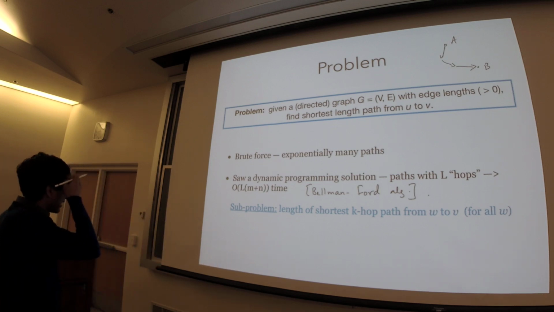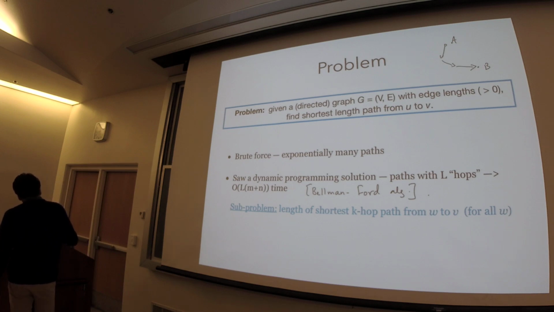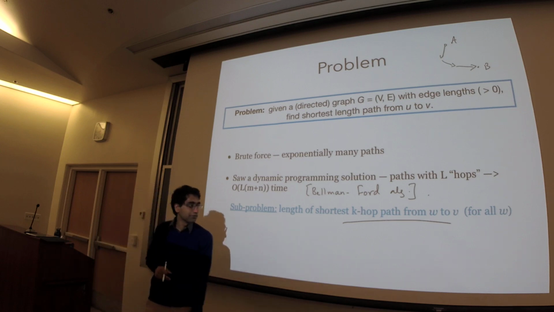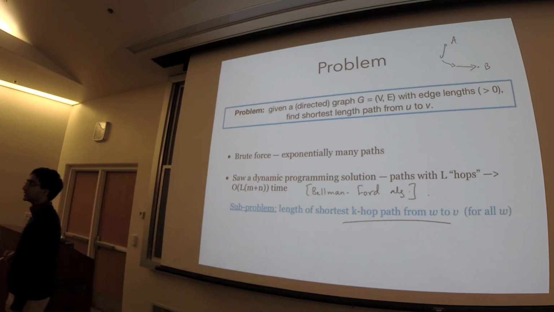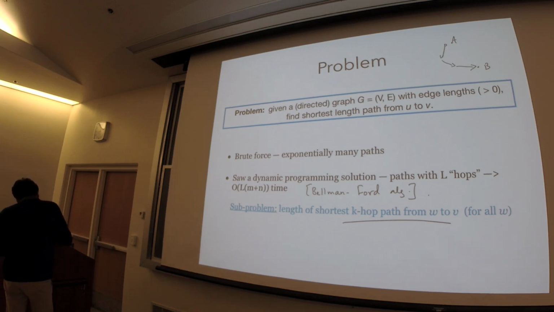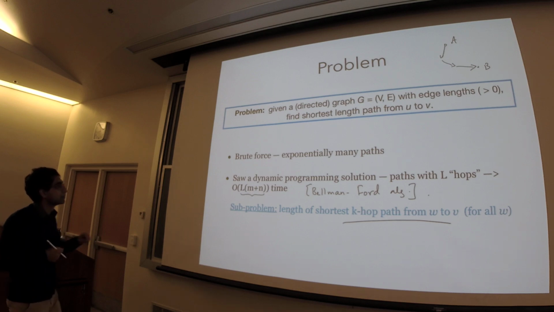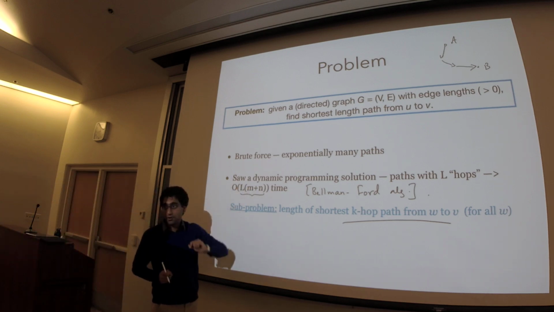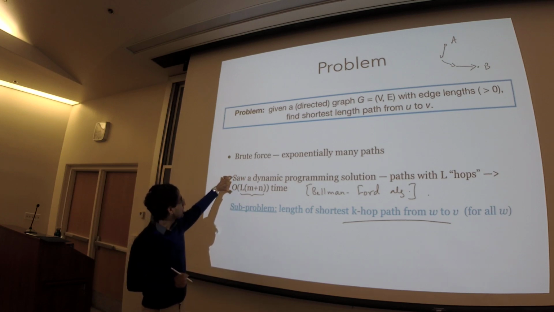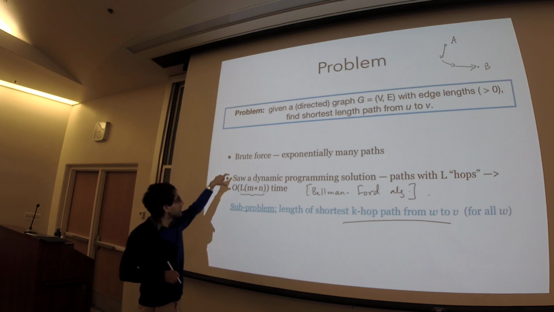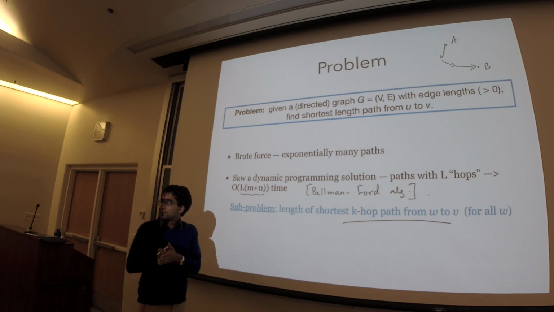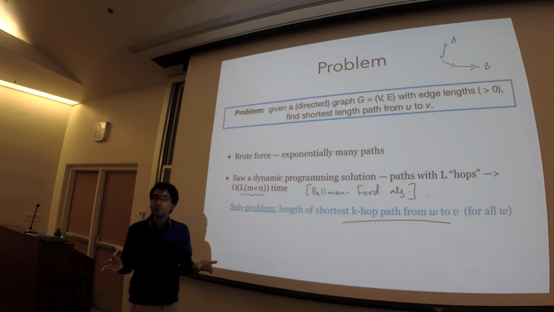The subproblems basically look like the length of the shortest k-hop path from U to some W. These were the subproblems. And we saw that this had a running time of L times (M plus N), where L is the number of hops. Note that you can use this to solve the shortest path problem as well. The only difference is that there is no L in that problem, so L could be anything. What is the range of L that you have to search over?